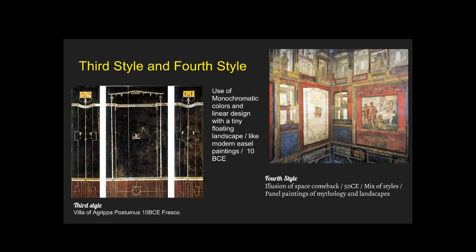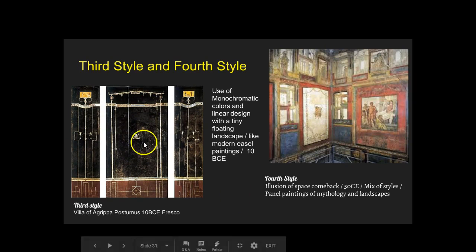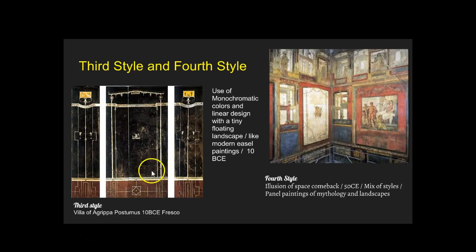This is the third style painting. Usually it's a mixture of both first style and second style. We have the picture in the middle and then the blocks around. The blocks of color, this is third style. Little tiny picture in the middle, blocks of color around it, and then the fourth style is a mix of all three of those: first, second, and third style.